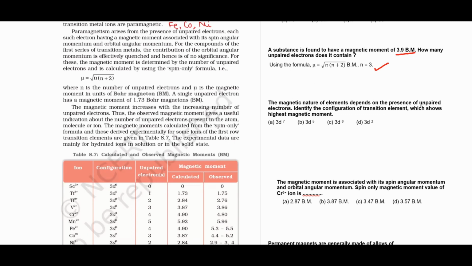So the magnetic nature of elements depends on the presence of unpaired electrons. Which out of the following shows the highest magnetic moment? What are you going to check? The one which contains the maximum number of unpaired electrons. This is going to have 3 unpaired electrons. 3d7 would mean this configuration, 5 plus 2, 7, so we have 3 unpaired. 3d5 is going to have 5 unpaired. This is going to have 2 unpaired, and this is also going to have 2 unpaired. So which shows the highest magnetic moment? The one with the maximum number of unpaired electrons.